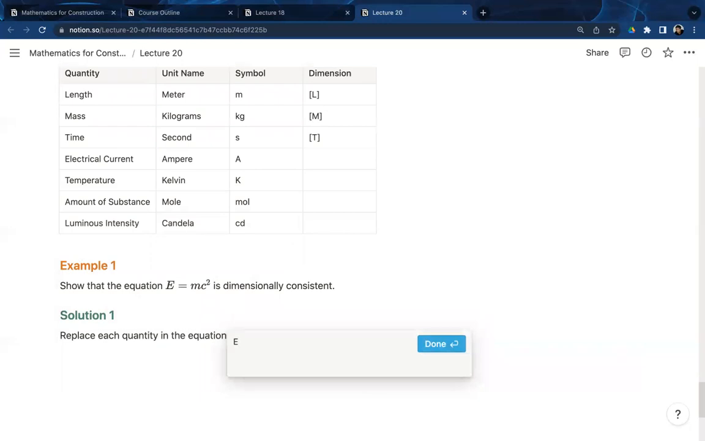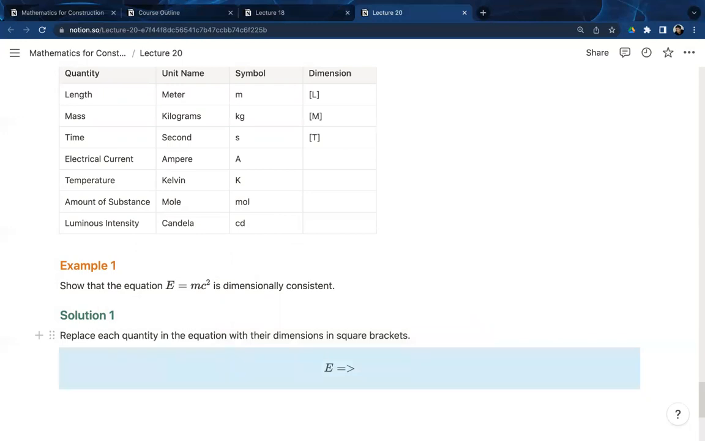So what are the dimensions of E? Energy is joules. How is energy defined? Energy is done when a force moves its point of application, so that's force times distance. And what is force? Force is mass times acceleration. And what is acceleration? Meters per second squared. For all these derived units, to find out what they are, you have to figure out what the definitions are and work your way backwards. Or you could do some research on it.